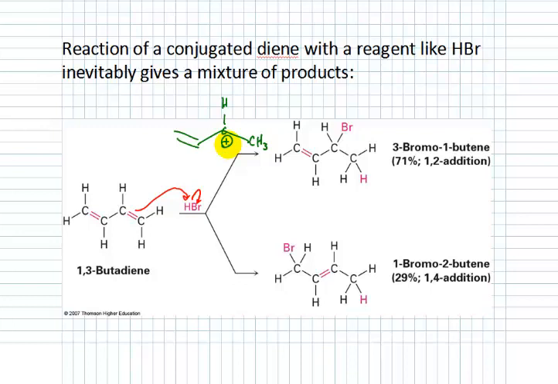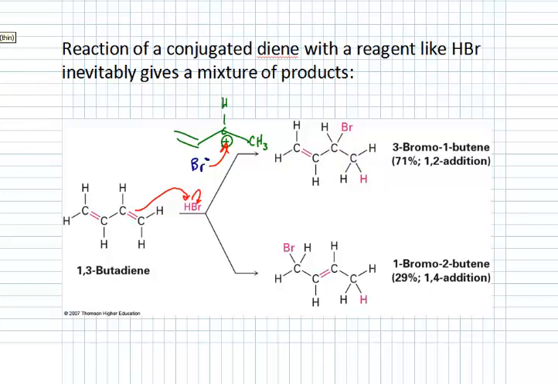Now, if the bromide that's left over just attacks that carbocation as is, we get a normal Markovnikov type product. This ends up being 3-bromo-1-butene. We haven't touched that other double bond yet. We've just added an H and a Br across the other double bond. This is referred to as a 1-2 addition.